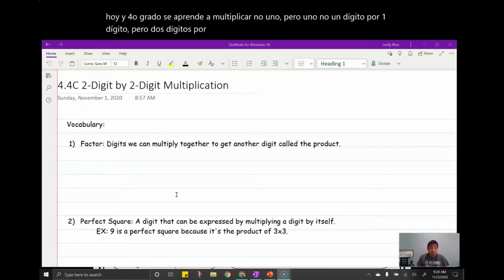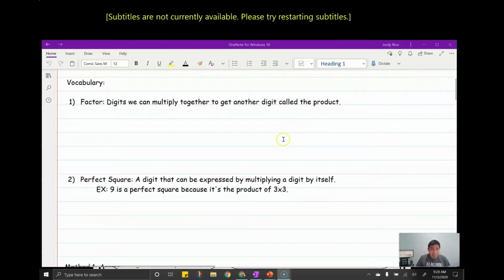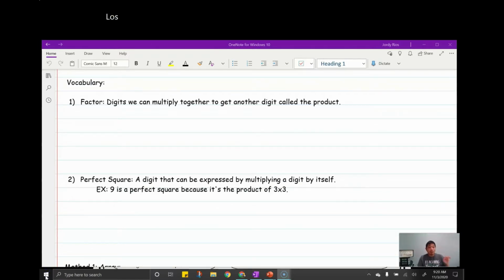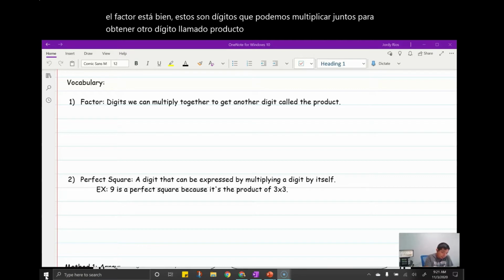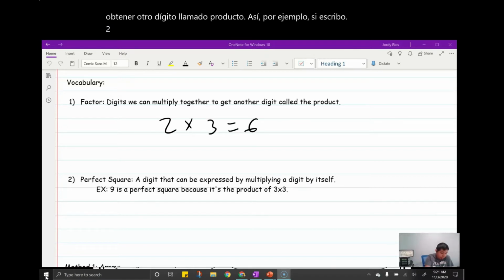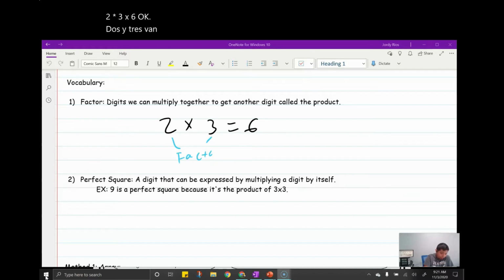The first vocabulary that we're going to learn is factor, okay? These are digits we can multiply together to get another digit called the product. For an example, if I write down 2 times 3 equals 6, 2 and 3 are going to be my factors, and 6 is going to be my product, okay?